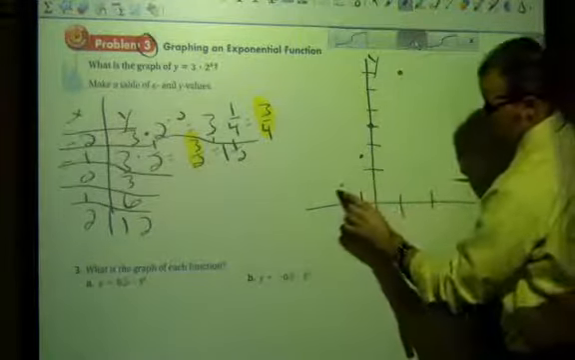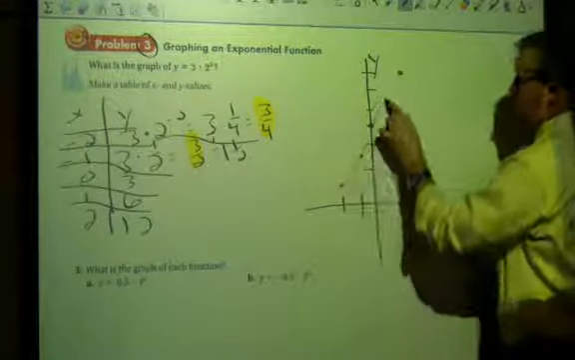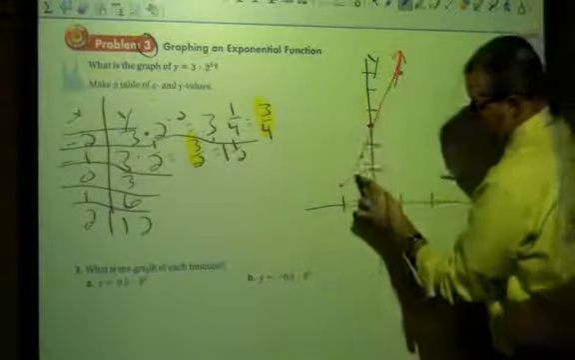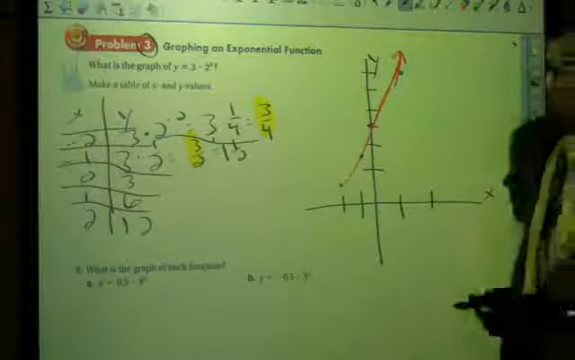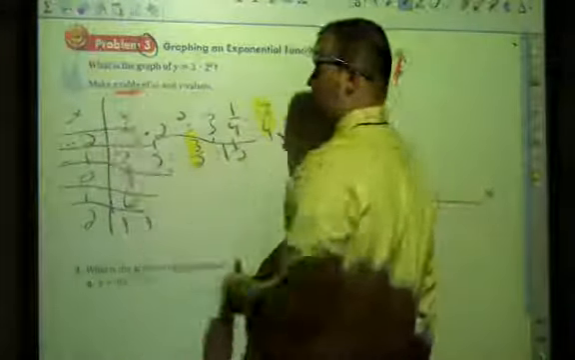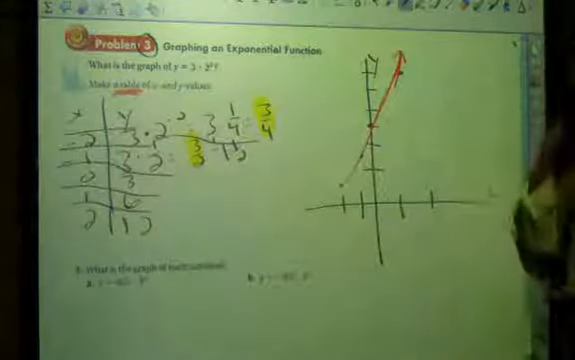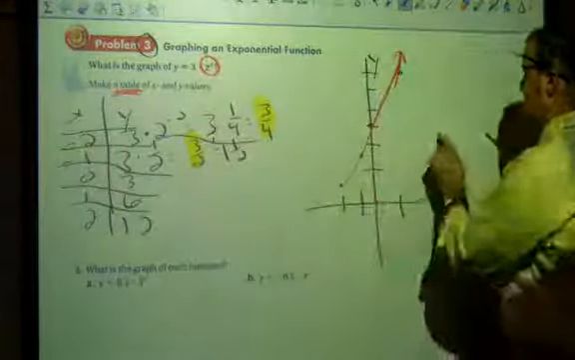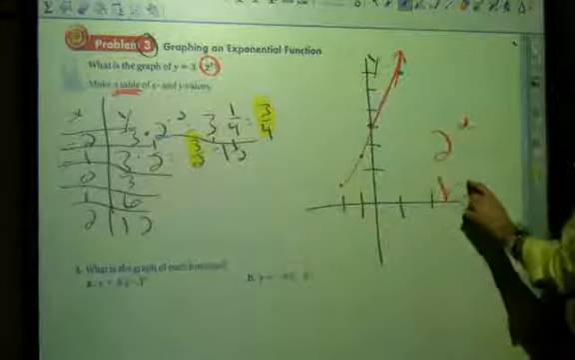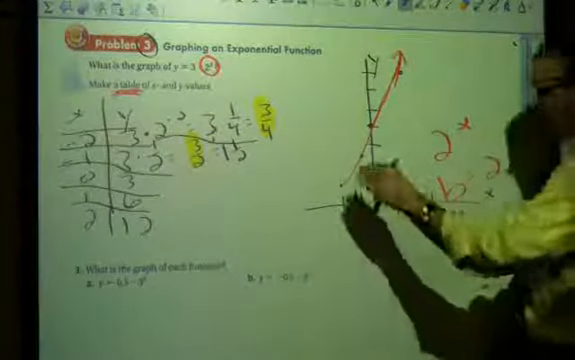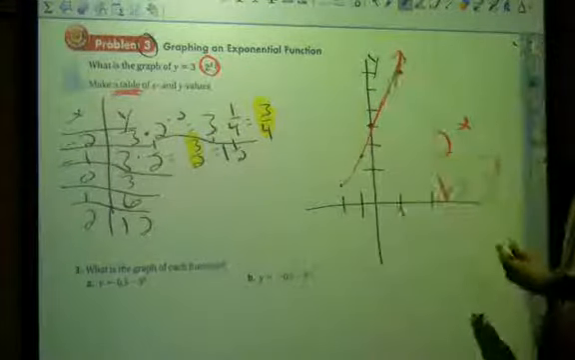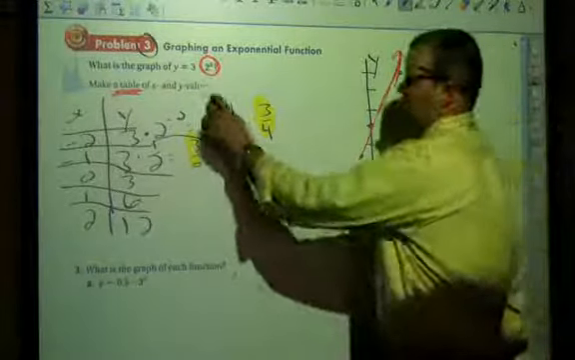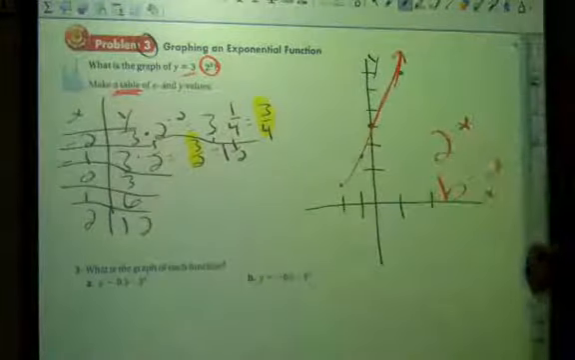So let me change colors. We know it goes something like this, and it's going to continue on that upward rise. So we get an idea. For all of these we're going to have to make a table and check and see how it looks. We know a couple things. Since we're talking about 2 to the x power, the b is 2. So we know it's going to be positive. It's increasing. And as we increase, it's going to increase a little bit faster because of the 3. So a couple of things we noticed.